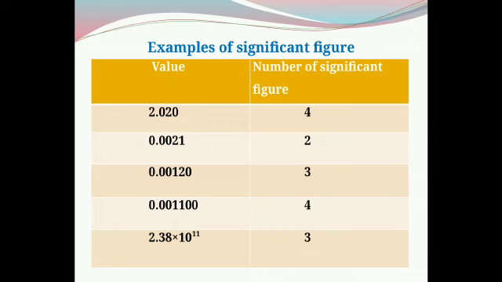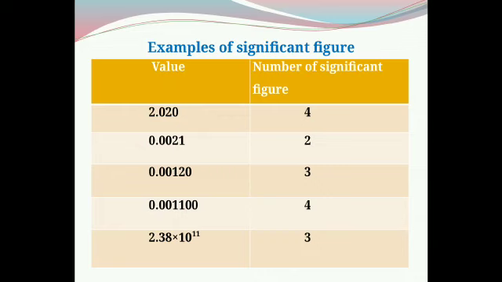The second value is 0.0021. Here the first 0 is on the left hand side of the decimal point, therefore it is not considered a significant figure. Here these 2 zeros are after the decimal point but they come before the two non-zero digits and therefore they are not considered significant figures, and therefore the number of significant figures in this value is 2.